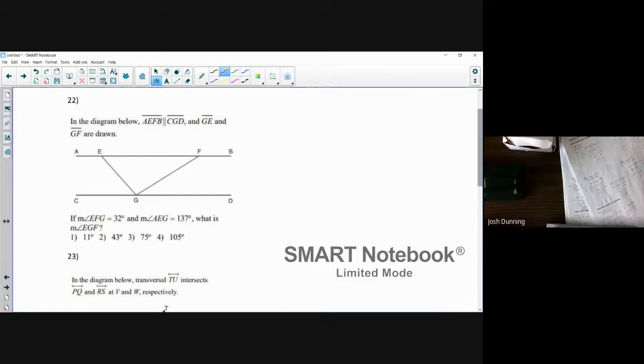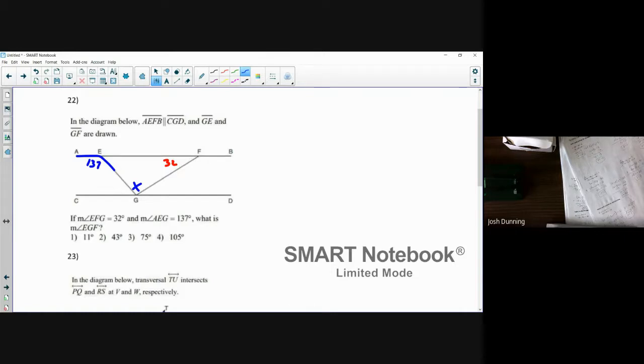22. It says measure of angle EFG. So EFG, that's this one, that's 32. And AEG is 137. Find the measure of angle EGF. Well, that's down there.